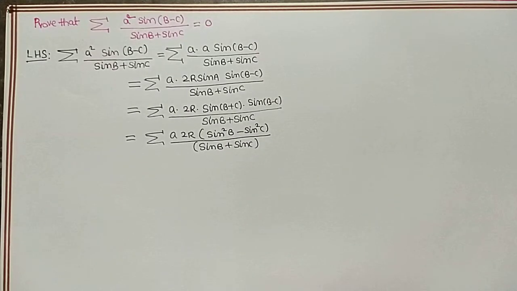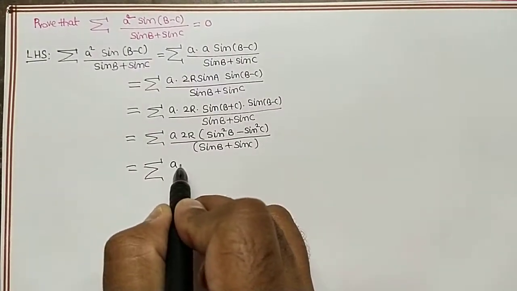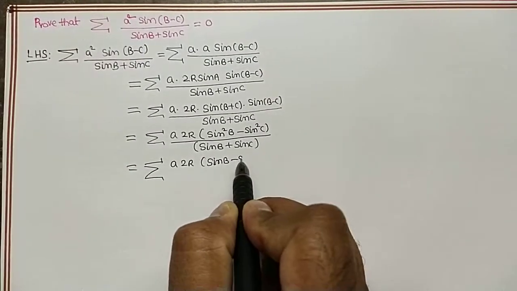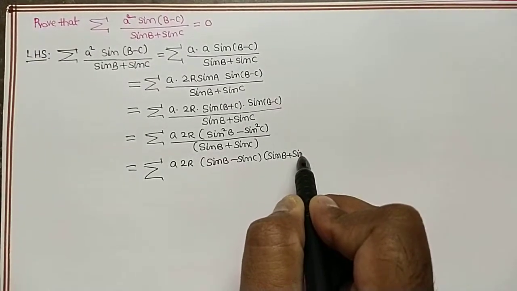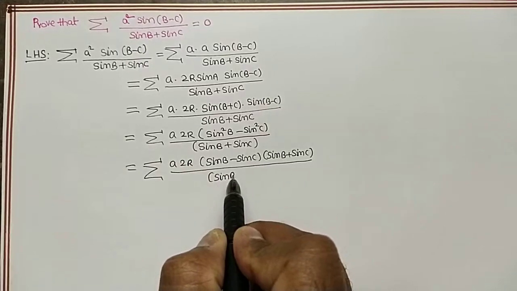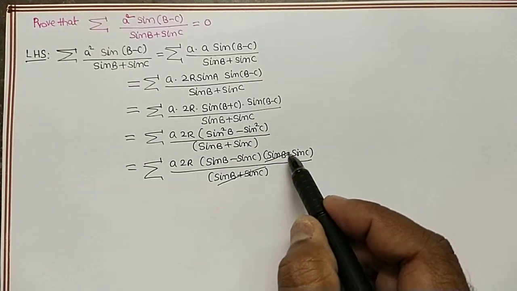Numerator, it is in the form of a plus a square minus b square. So b square minus c square means b plus c into b minus c. So sin square b minus sin square c can be written as sin b plus sin c into sin b minus sin c, which is equal to sigma a into 2r. This can be written as sin b minus sin c into sin b plus sin c, whole divided by sin b plus sin c. So sin b plus sin c will be cancelled.